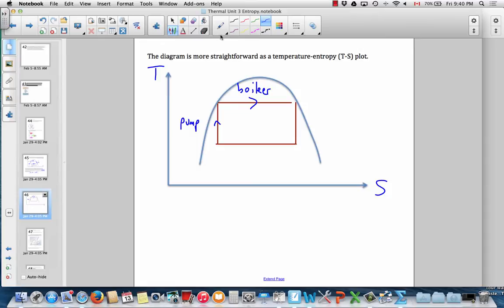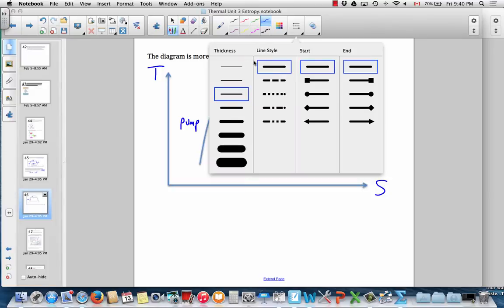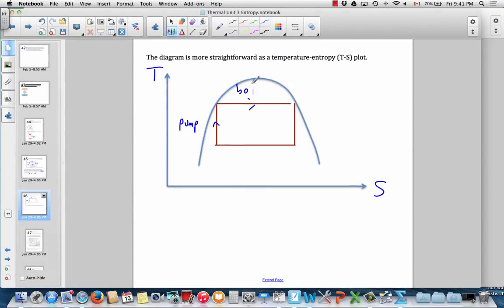Sorry, typo there. Boiler. This is the turbine. Happens quickly, so it's an adiabatic process. And then this is the condenser. We transfer the steam back to a liquid. So that's what a Carnot cycle would look like on a TS diagram. And this is an idealization of the steam power cycle. It turns out, in practice, to be a little bit different from that.